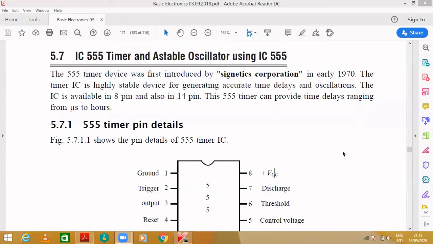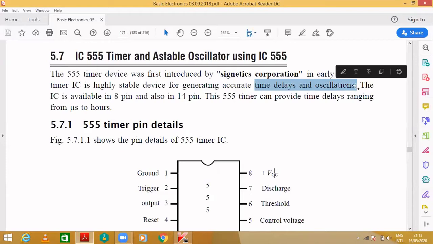Hello students, today I'll start with the IC555 timer. The IC555 timer was introduced by Signetics Corporation in 1970. This is a highly stable device for generating time delays and oscillations. The IC555 is available in 8-pin and also in 14-pin versions.